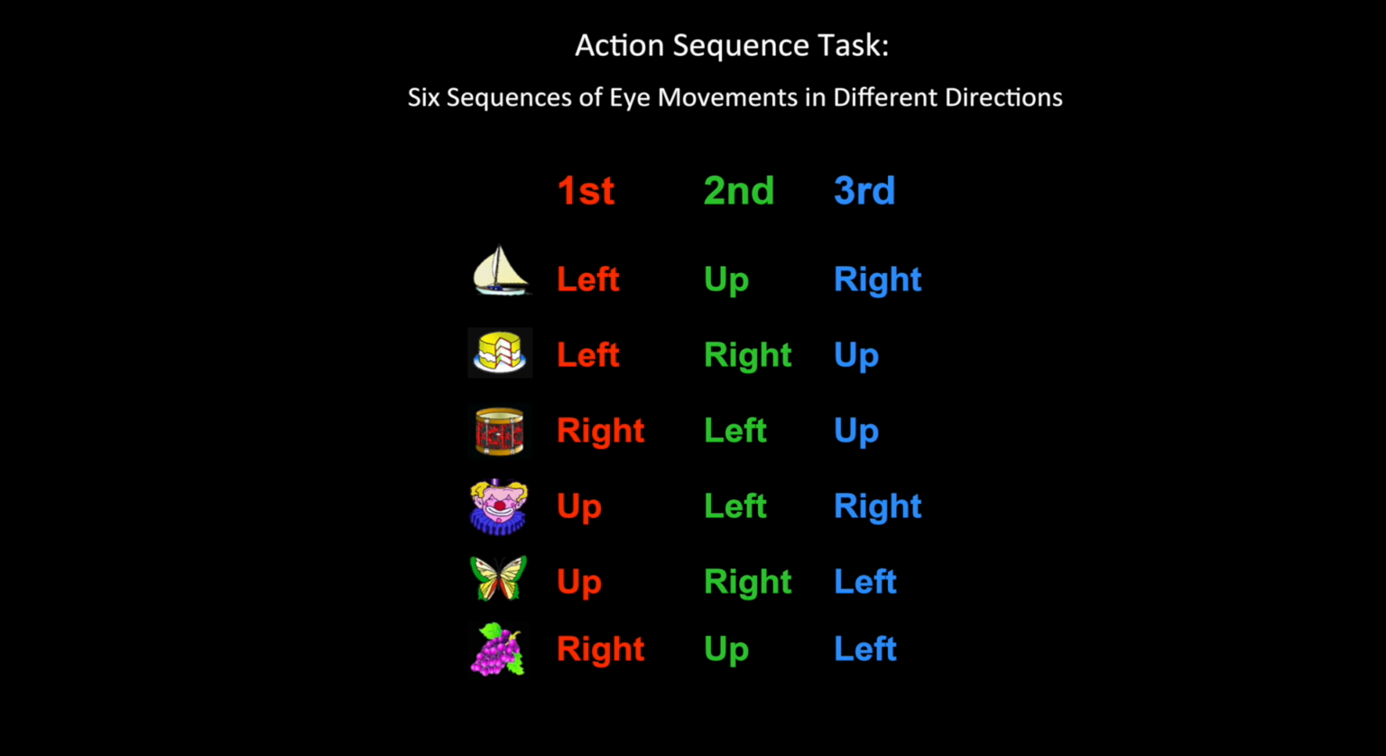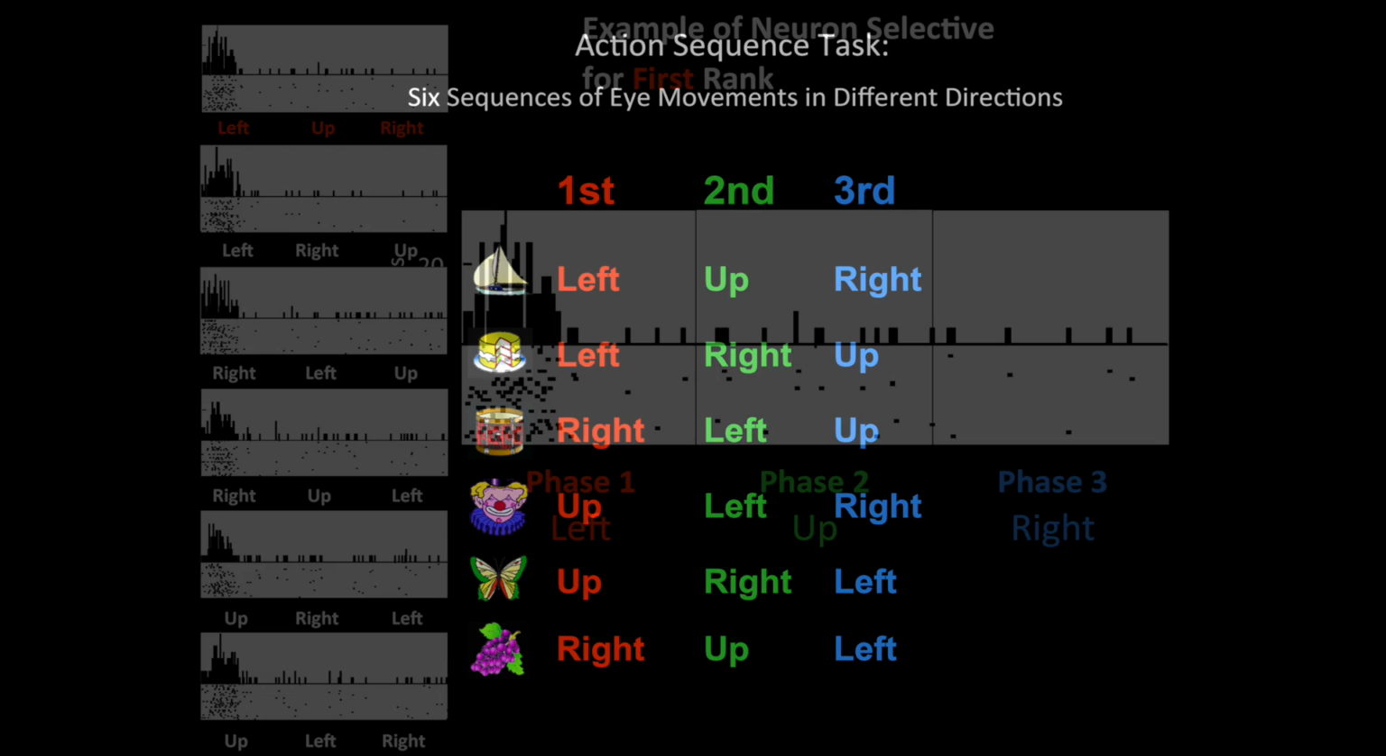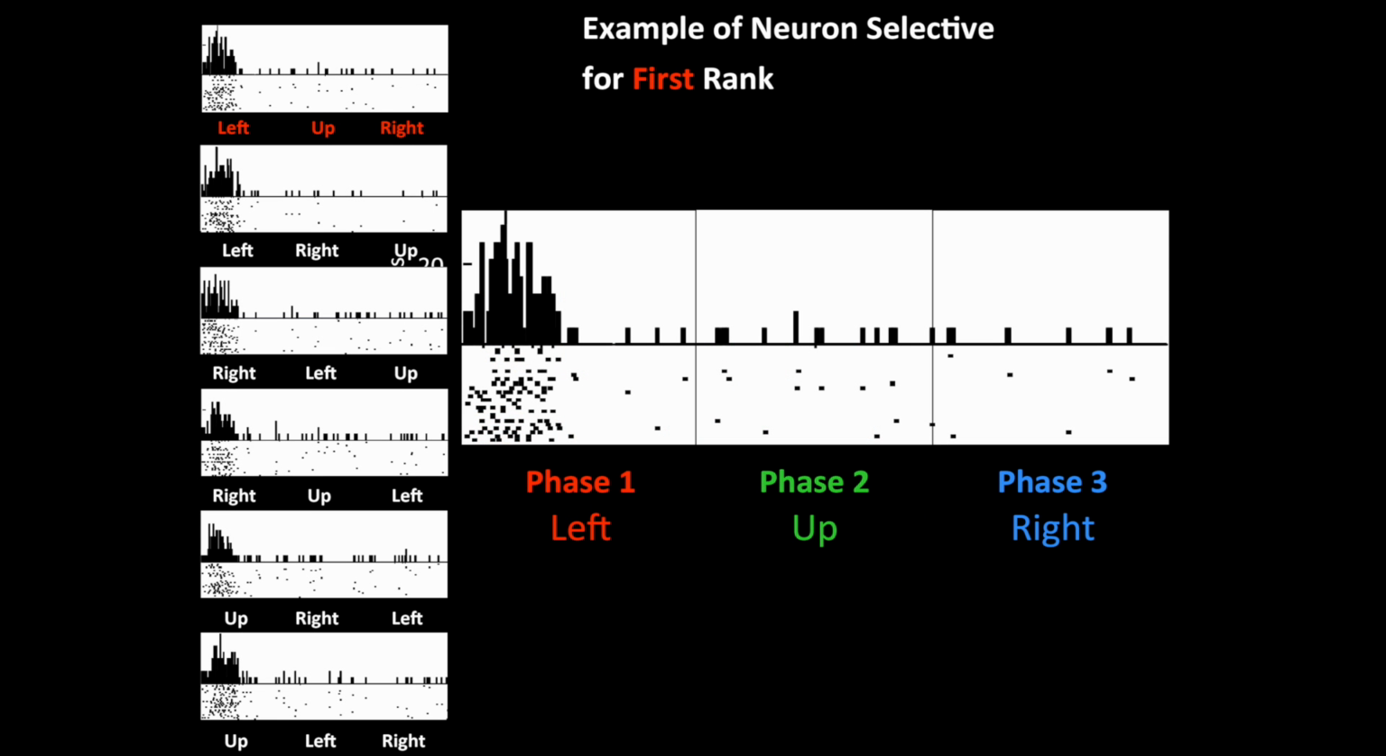We found that in the context of this particular task, neurons indeed signaled rank. Let me give you an example. In the example sequence shown before, left, up, and right, this particular neuron fired action potentials, indicated as points here on the raster plot, during phase 1 of the trial. But how do we know? Does this neuron signal rank or direction?